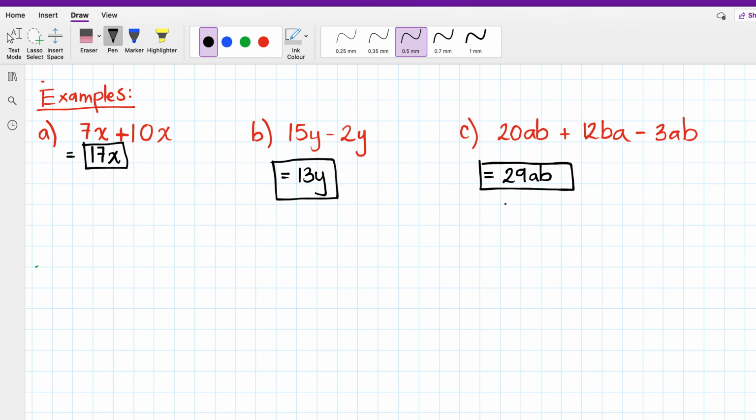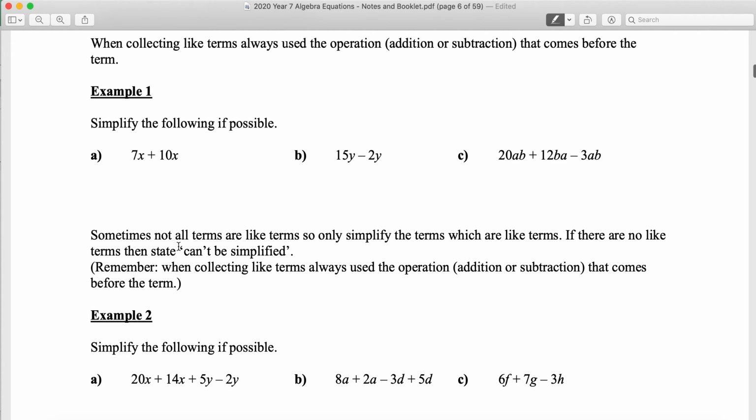Okay, wonderful. Then it says, sometimes not all terms are like terms, so only simplify the terms which are like terms. Okay, so you only simplify the ones that are like terms. If there are no like terms, then it can't be simplified, and I already said that. So if you cannot simplify, you just say this, can't be simplified. Remember, when collecting like terms, always use the operation, addition or subtraction, that comes before the term.